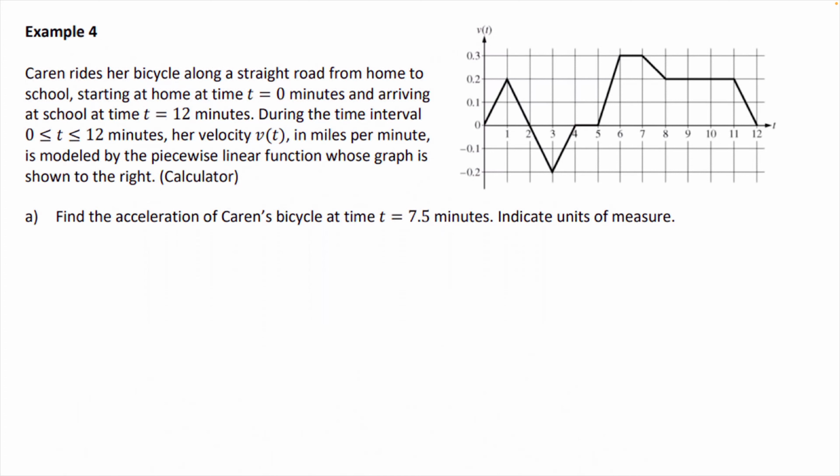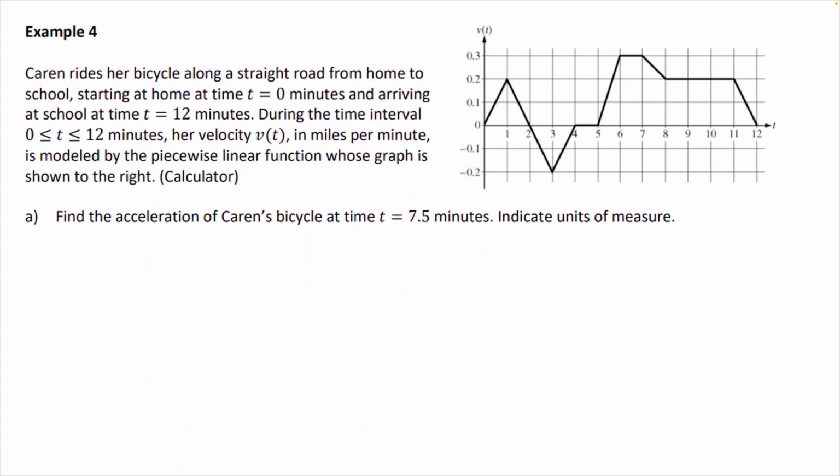Okay? So Karen rides her bike. Karen's riding her bike along a straight road from home to school. Starting at time 0 minutes, and arriving at school at time 12. So it takes her 12 minutes to get to school. Okay? During the time interval 0 to 12, her velocity in miles per minute is modeled by the piecewise. So they say it's a piecewise because it's a bunch of lines. It's a line segment, line segment, line segment, right? Pieced together. So we have to use that to answer the questions.